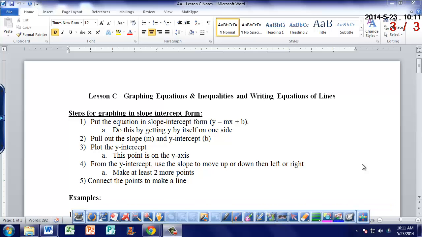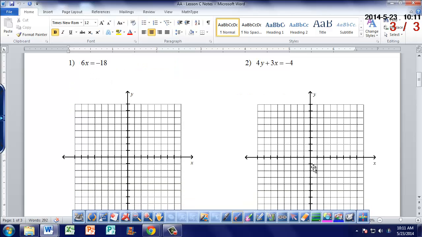Okay, today's lesson C, we're going to graph equations and inequalities and write equations of lines. A lot of stuff going on in this lesson. Okay, let's just get started with graphing. We always want to make sure that we have y equals mx plus b. If there is no y, we want to make sure that the x is all by itself.